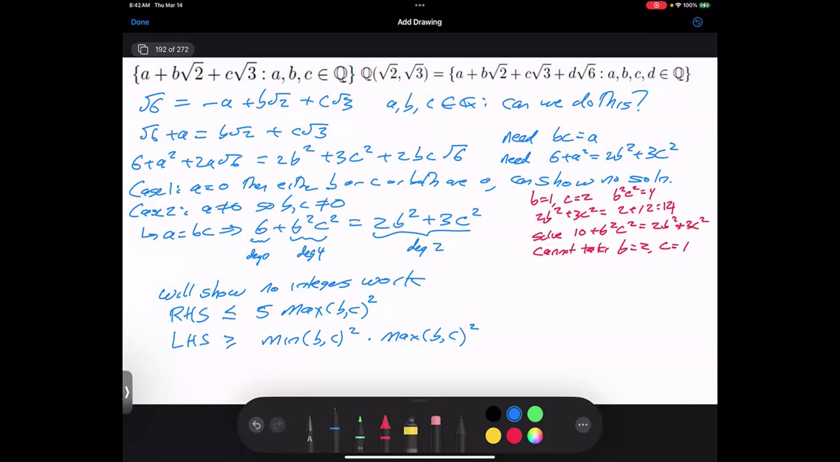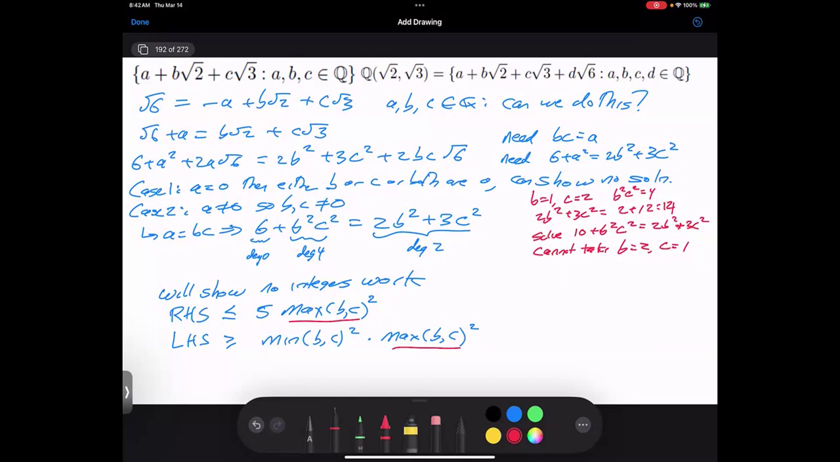It's possible that B equals C, in which case the minimum is the same as the maximum. But in this case, why can't you just write B squared C squared? I can, but by doing it like this, notice I now have the maximum on both sides. So both sides, I now have an expression involving the maximum squared.